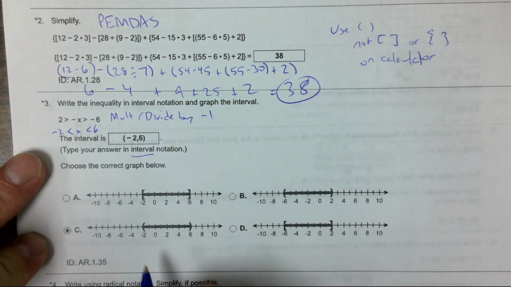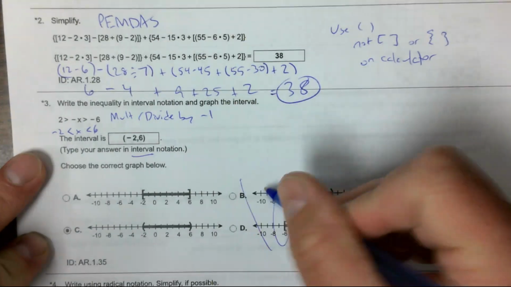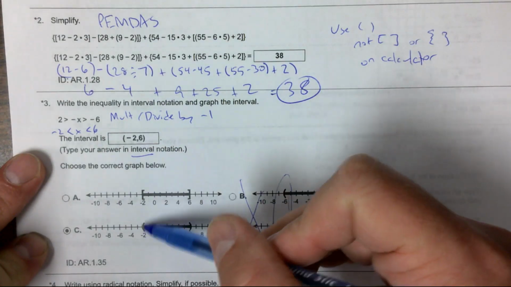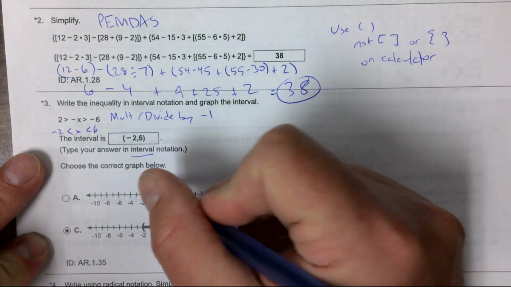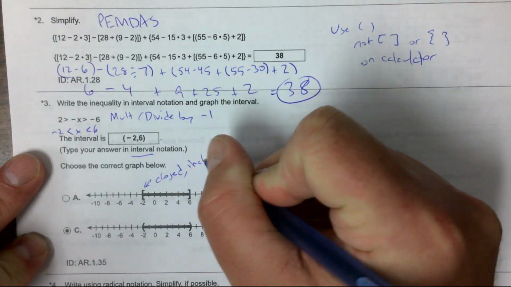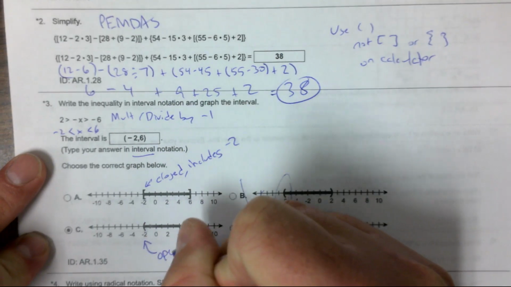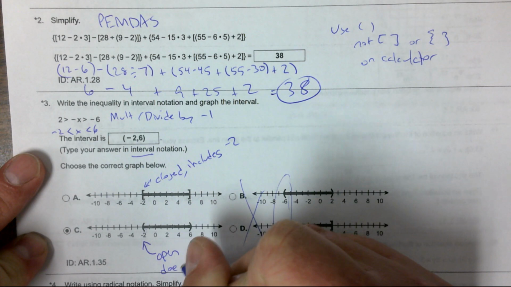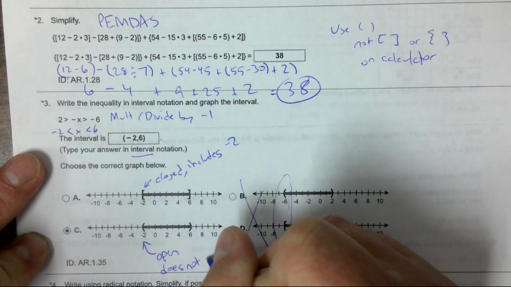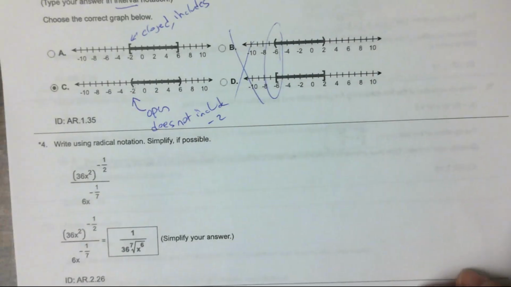Also, you pick the right graph. So you don't want the ones with the 6 endpoint. You want ones with the negative 2 endpoint. And this one is closed because it includes negative 2. This one is open, which means does not include the negative 2. Okay, so those were the easy ones.